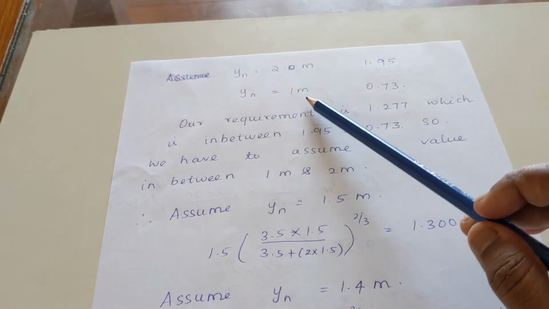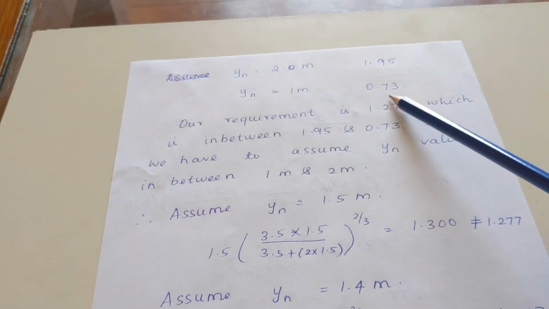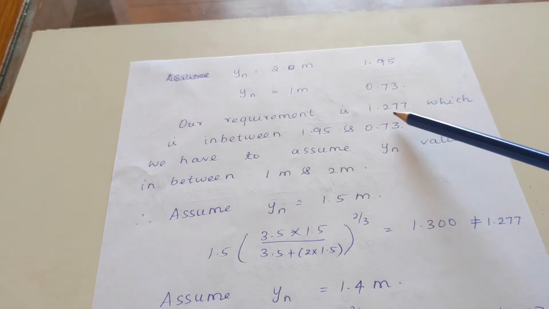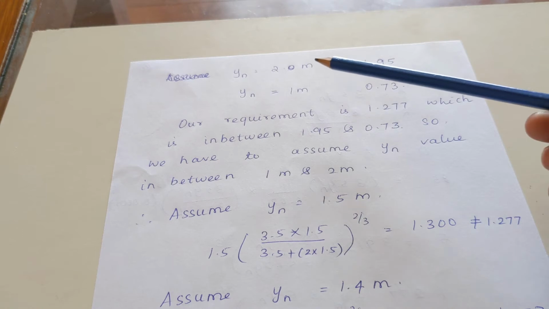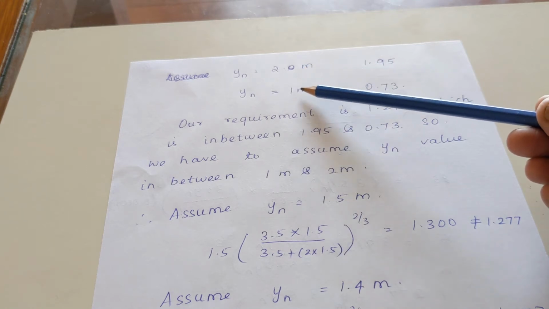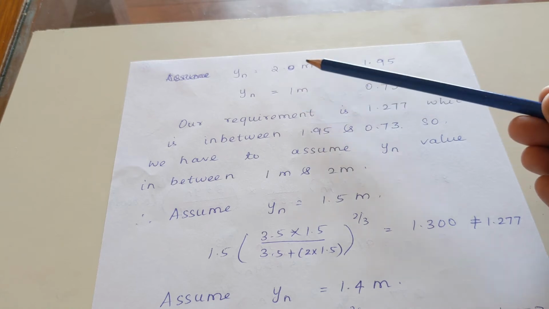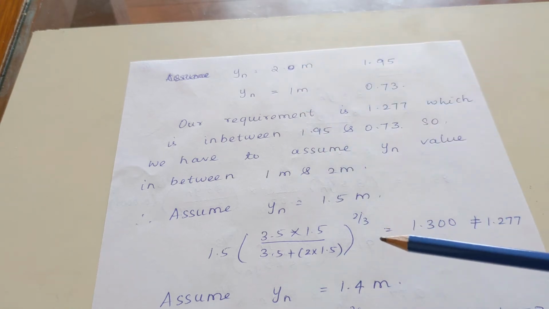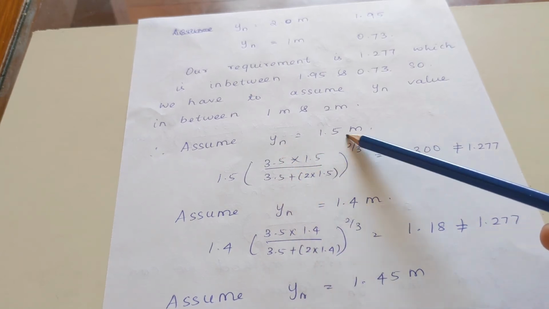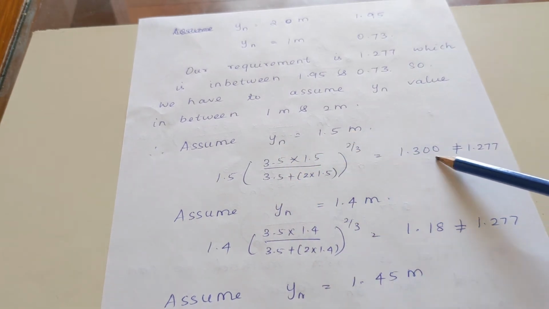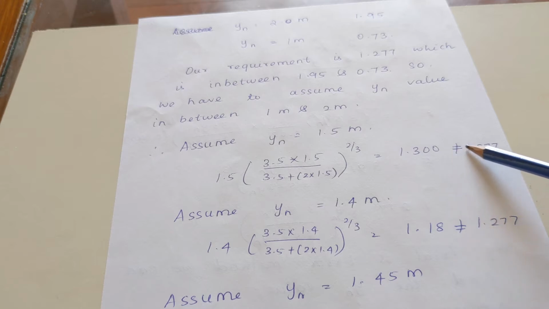When Yn is equal to 1 meter, we got the answer as 0.73. Our requirement is 1.277, which lies in between these two values. So our next trial value should be in between. You have to assume the Yn value in between 1 meter and 2 meter. Like that you have to assume. Again we are assuming 1.5 meter. We got the answer as 1.3, which is slightly equal to 1.277.